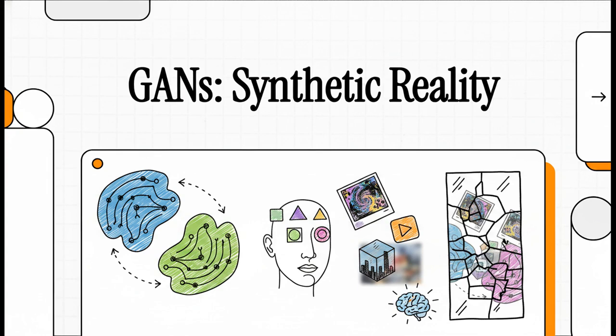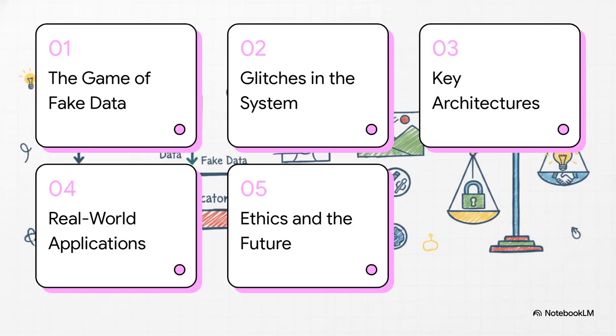Let's get into it. Here is our roadmap for today. We'll start with the game of fake data, look at some glitches in the system, explore 3 breakthrough architectures, check out real-world applications, and wrap up with ethics and the future.